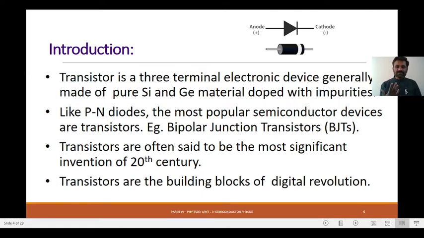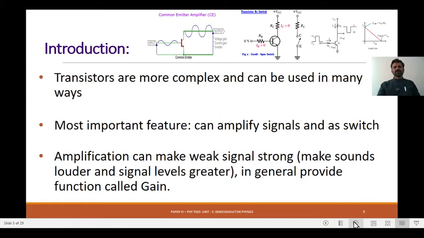As a result of this transistor, or this digital revolution, computers have been invented, mobiles have been invented, and calculators have been invented. These are all the special advantages of semiconductor devices, the transistors.